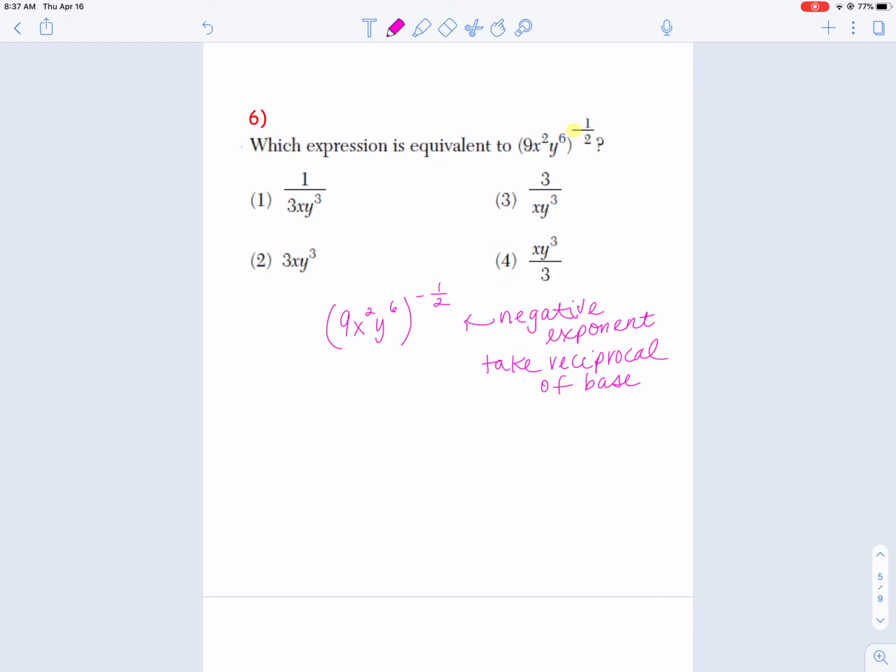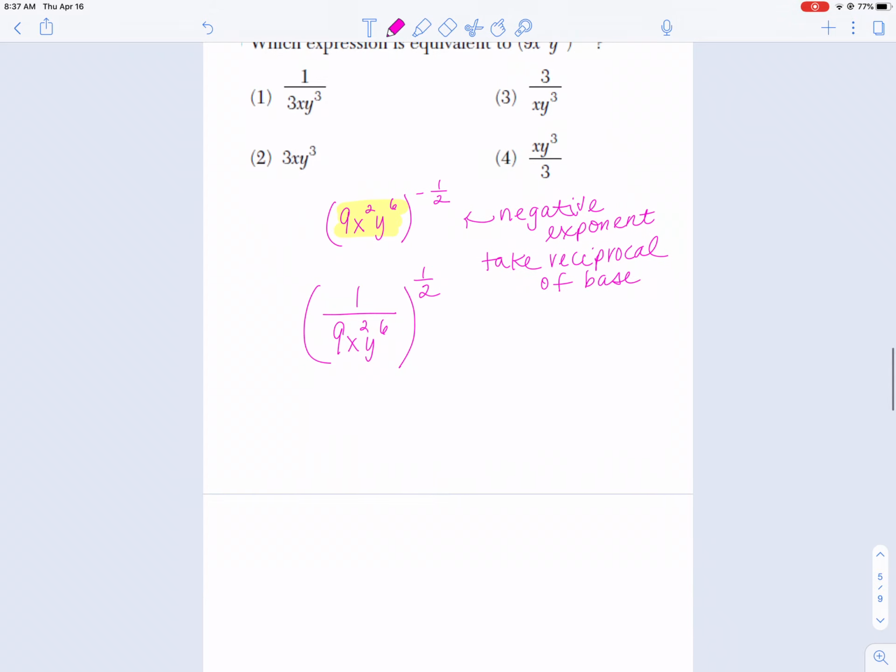Here's the base. The base is this entire 9x squared y to the 6th. 1 over 9x squared y to the 6th. I just took its reciprocal. Now what does that do? It raises it to the positive 1/2 power. Now it still looks terrible, but the 1/2 power, remember, is the power over the root. So technically this is the square root of 1 over 9x squared y to the 6th.